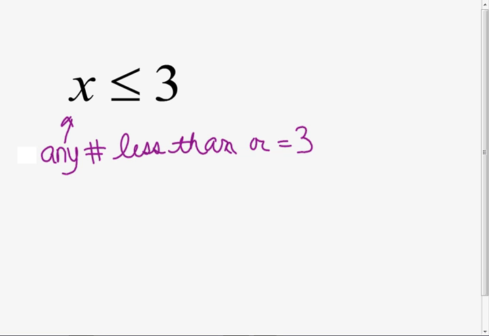5 isn't smaller than 3. Negative 1, 2, that way. 0. How about a fourth? Is zero even a number? Yes. Can I list them all? I can't list them all because there are like a million of them. There's an infinite number of numbers. So what do we do? We draw a picture.